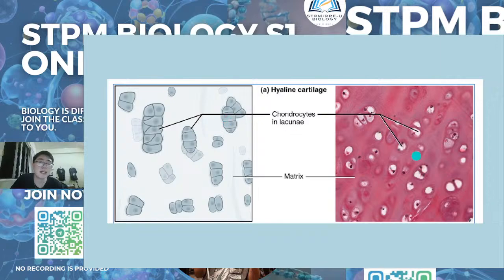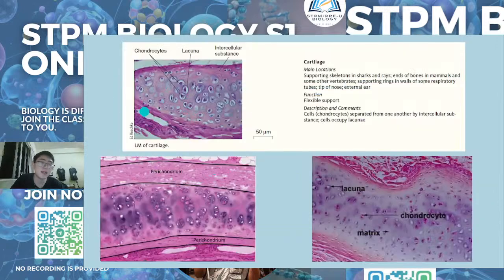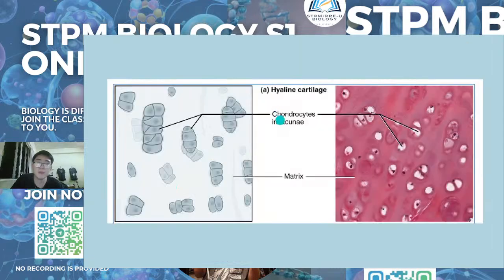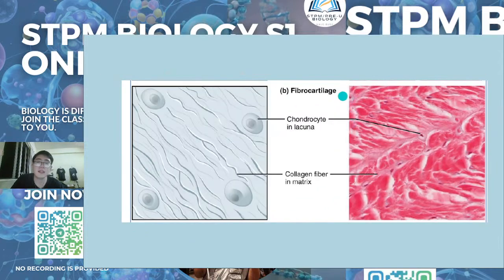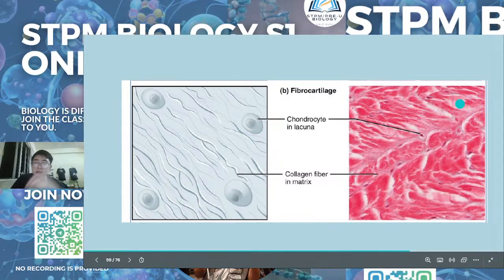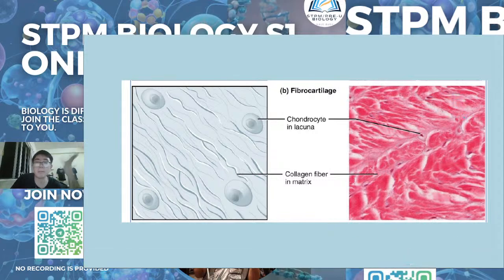Yang ni dia tak ada fiber punya. You see here, memang dia tak ada fiber punya. Dia hanya ada matrix sahaja. Yang ni dia ada fiber, collagen fiber. So you will see under the microscope dia macam lebih complicated sikit lah kerana dia ada banyak fiber dekat sini. So actually the cell is like this. So you will see here yang bulat ni semua adalah chondrocyte, our cartilage cells.